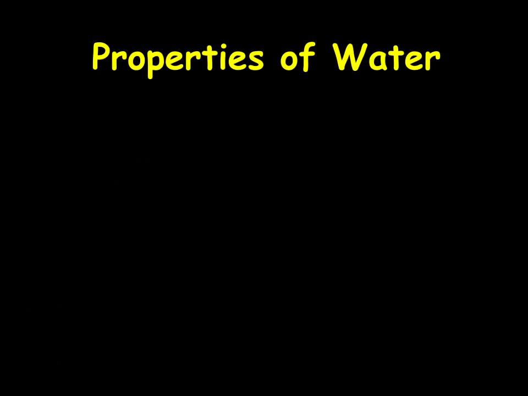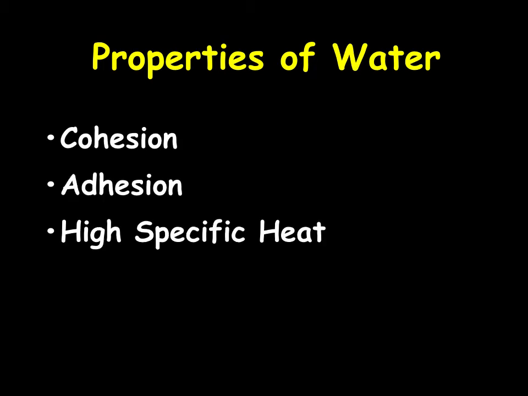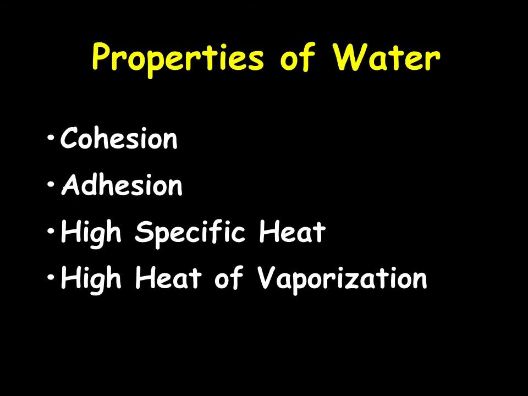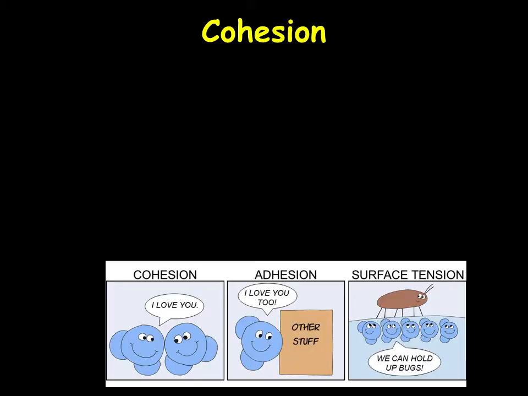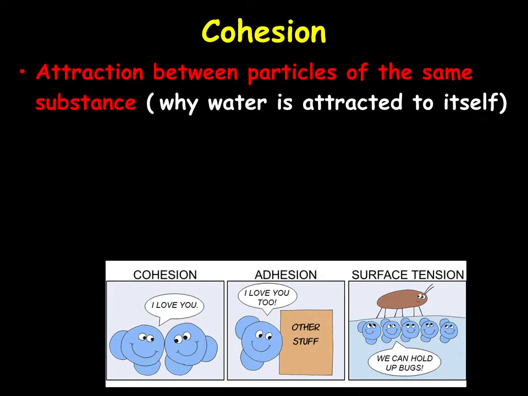Because of the properties of water that we just discussed, its polarity and ability to make hydrogen bonds, there are some very important properties of water that we're going to discuss. Those are cohesion, adhesion, high specific heat, and high vaporization. Oh, and then there's one more, the fact that water is less dense as a solid than it is as a liquid. So starting with cohesion, the definition of cohesion is the ability of something to stick to itself.